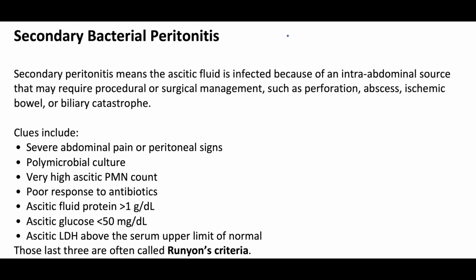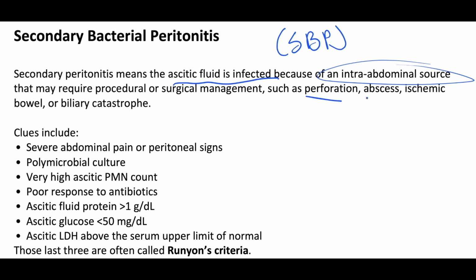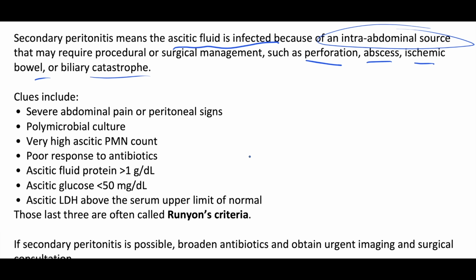This is compared to what we've been talking about, which is spontaneous bacterial peritonitis. We just wanted to shout this out so that you kind of know it exists, although we're not going to do a deep dive on it. But secondary peritonitis is ascitic fluid that's infected because of an intra-abdominal source. That may require something like a surgery, right? They have a perforation, they have an abscess, they have ischemic bowel, they have a biliary catastrophe. So there's something else leading to the bacterial peritonitis. It wasn't just spontaneous, it was secondary to something.